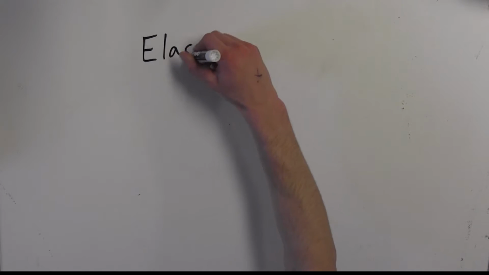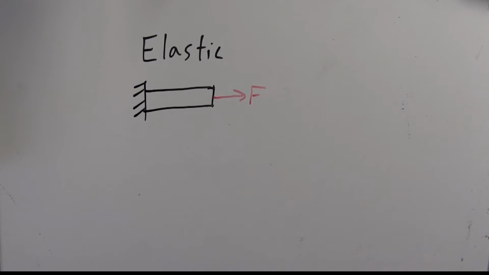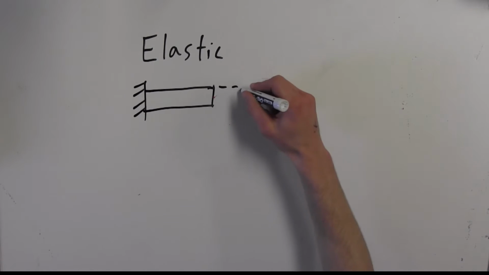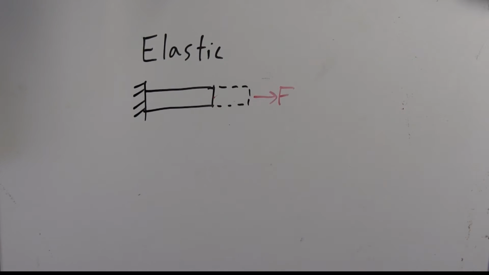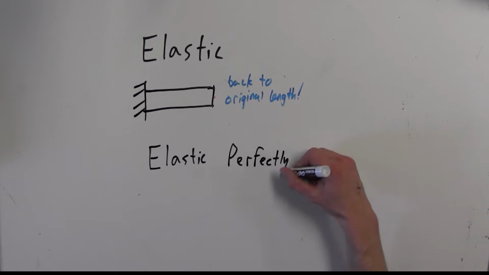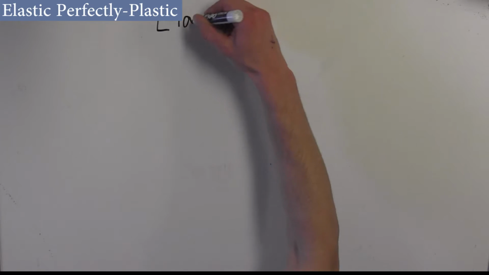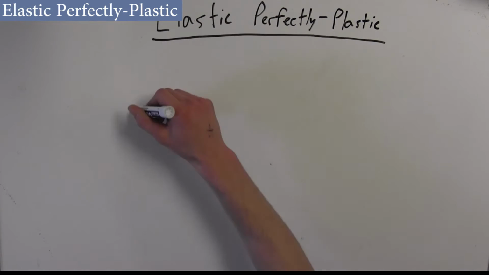Now, everything in this video so far has applied to materials in a perfectly elastic state. Essentially what this means is that if you stretch or compress them, they'll snap back to their original size afterwards with no repercussion. There are two other common kinds of materials, elastic perfectly plastic and viscoelastic. Let's start with elastic perfectly plastic materials.